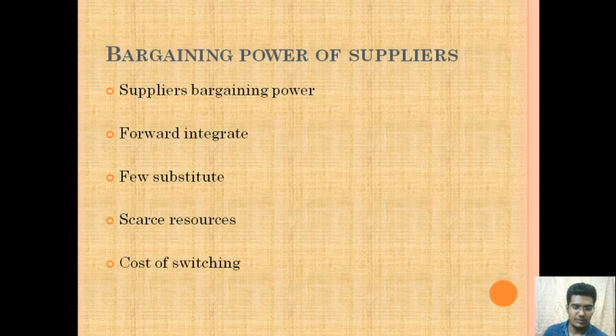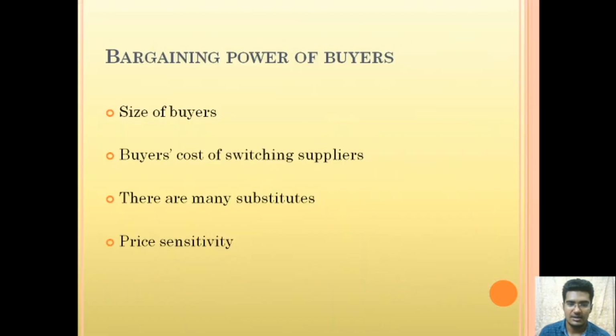Next point is cost of switching. Now if a company manufactures a product by purchasing raw material from a supplier, and if they are not satisfied with the price or something, and now they want to switch the supplier of the raw material, and to switch among suppliers, if it takes a lot of time or money, now the power moves to the supplier. Now we have seen the bargaining power of suppliers, and previously threat of new entrants.